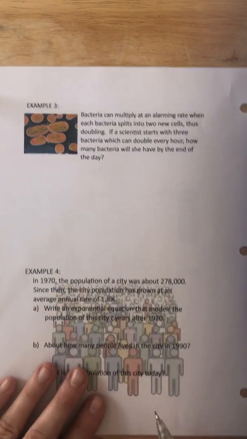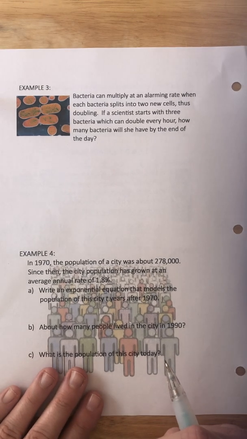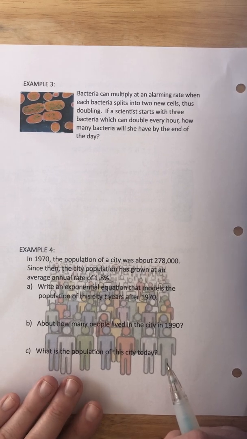All right, example 3 says bacteria can multiply at an alarming rate when each bacteria splits into 2 new cells, thus doubling. If a scientist starts with 3 bacteria, which can double every hour, how many bacteria will she have by the end of the day?